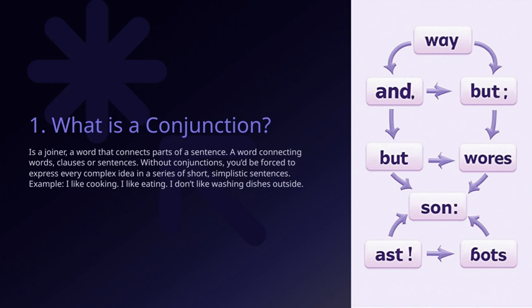For example, instead of saying, "I like cooking." "I like eating." "I don't like washing dishes." A conjunction helps connect these ideas smoothly, making your communication clearer and more natural. This is a key concept because understanding conjunctions helps us craft more cohesive and sophisticated sentences, which ties into our overall goal of improving our language skills.